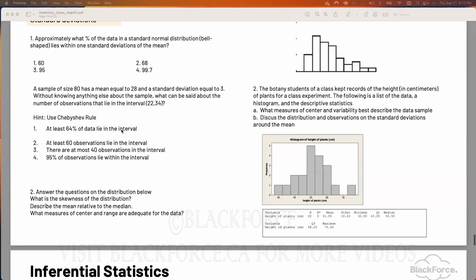So at least 64% of the data, at least 60 observations lie within the interval. There are almost 40 observations and 95% of the observations. So who wants to try? What would the answer be for this one? Any attempts?